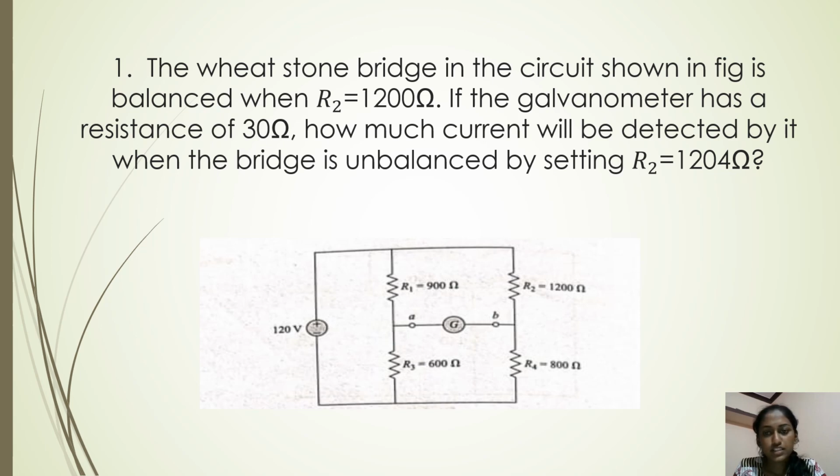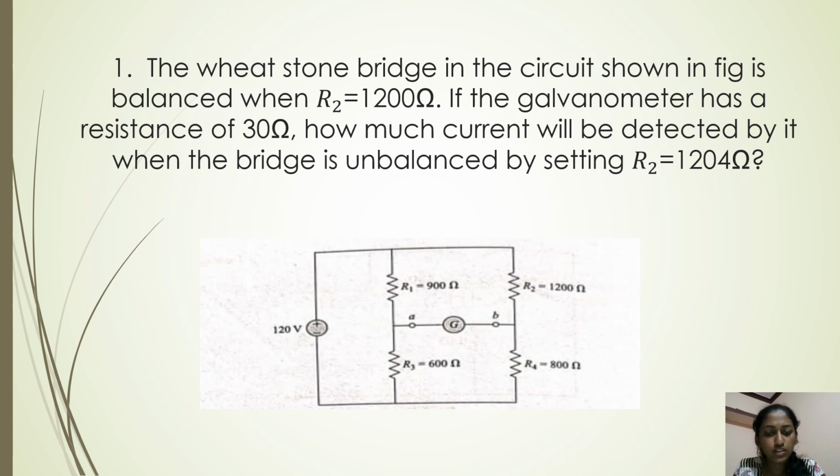The Wheatstone bridge in the circuit shown in the figure is balanced when R2 is equal to 1200 ohm. If the galvanometer has a resistance of 30 ohm, how much current will be detected by it when the bridge is unbalanced by setting R2 equal to 1204 ohm?